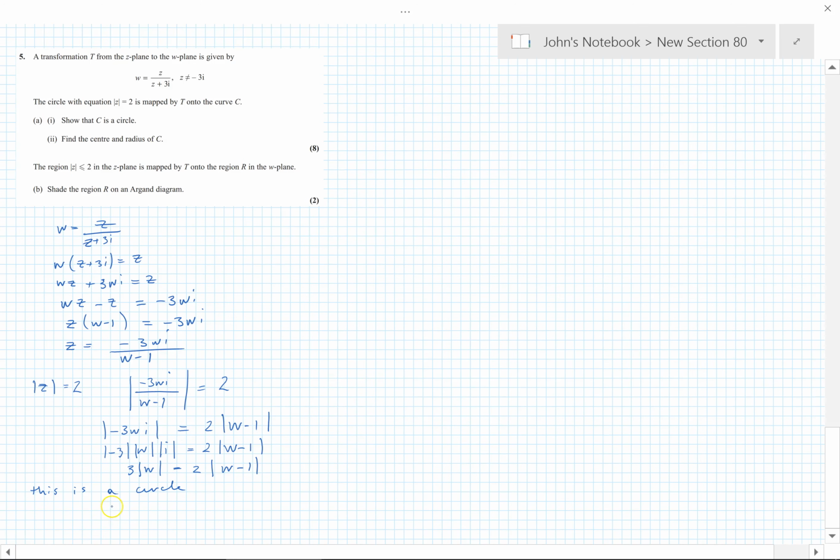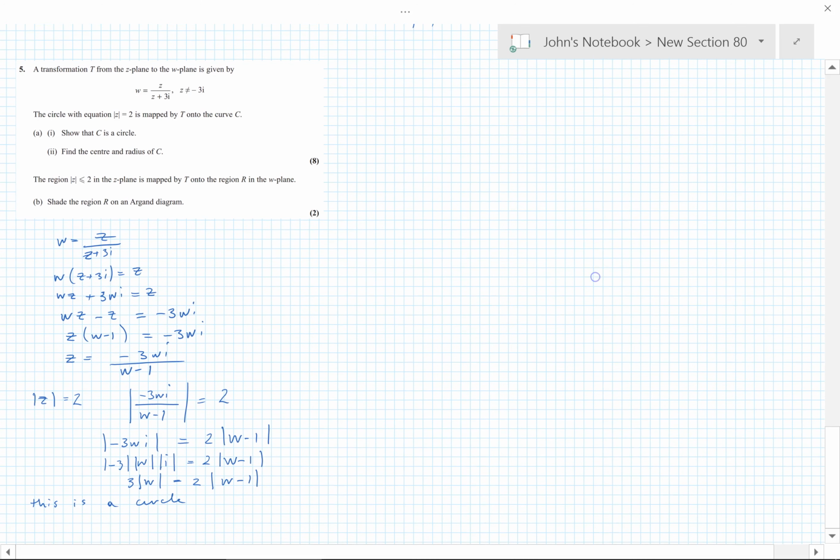If you wonder why it's a circle, it's one of our standard ones, isn't it? |z - z1| = k|z - z2| gives us a circle. But to find a centre and radius, we're going to be subbing in u and v anyway, so we can see it's a circle that way too. So let's sub in u plus iv.